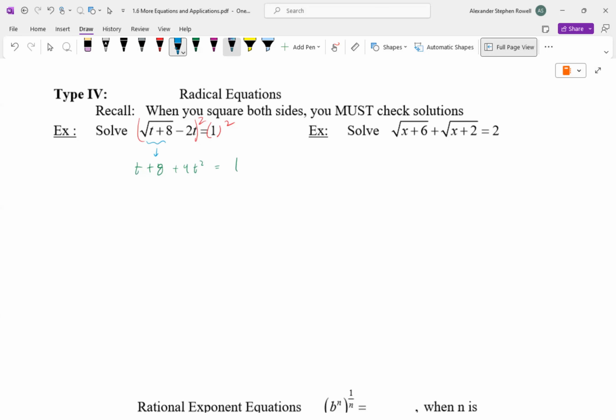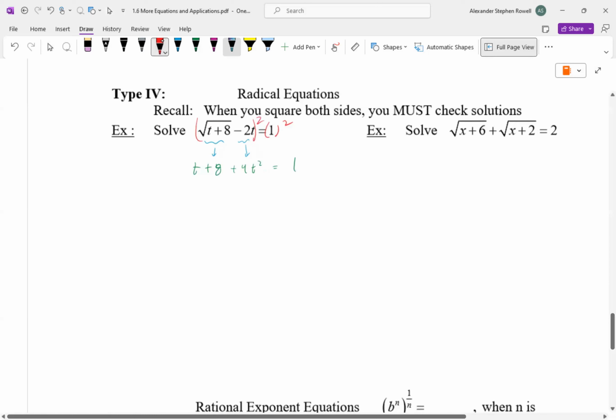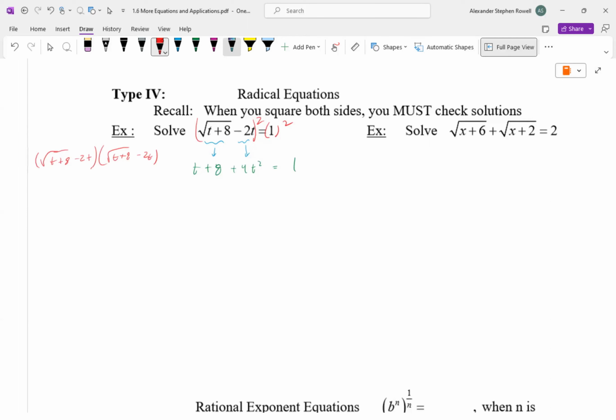Okay, I squared this thing, right? And I squared this thing. You cannot distribute the square. If you have a square of a binomial, then you have to FOIL, right? So if I wanted to actually square that, I would have to write square root of t plus 8 minus 2t multiplied by itself, right? So I'd have to FOIL. Does this make sense?